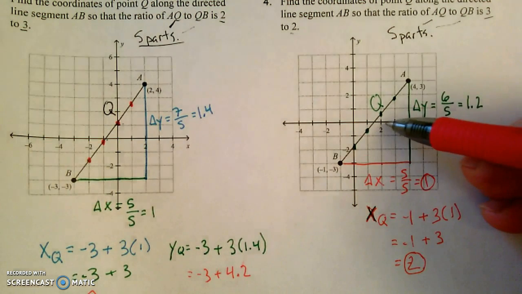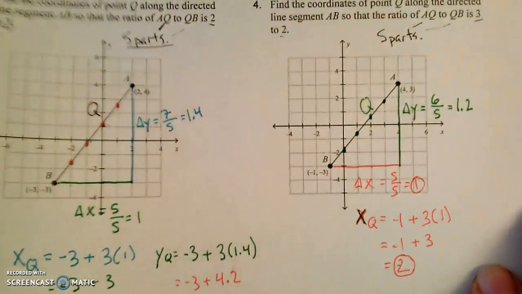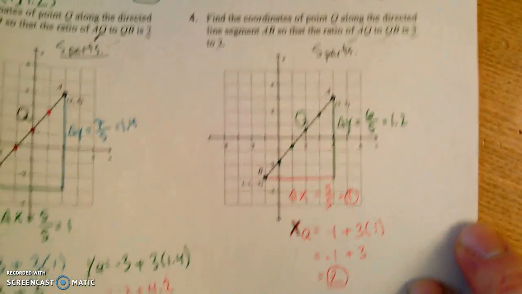And let's take a look. That actually looks right on the graph. We're directly above the 2 on the x-axis. Now, let's go ahead and find our y-coordinate.